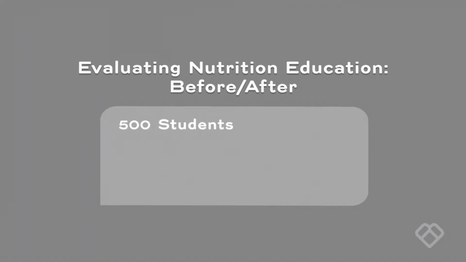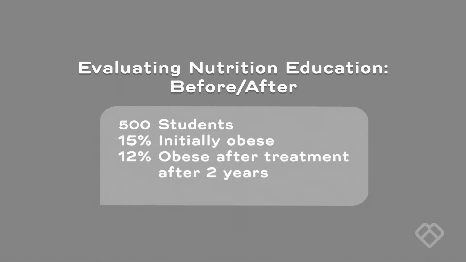500 students participated in the program. 15% were initially obese, 12% were obese after 2 years of treatment, leading to a 3% decrease in obesity. So what factors besides our nutrition education program might have accounted for these differences? One possibility is that the price of vegetables and fruit and other healthy foods decreased. Another possibility is that the students just had more access to healthier foods and less access to sugar-sweetened beverages. Another possibility is that as they grew older, they just grew out of obesity.